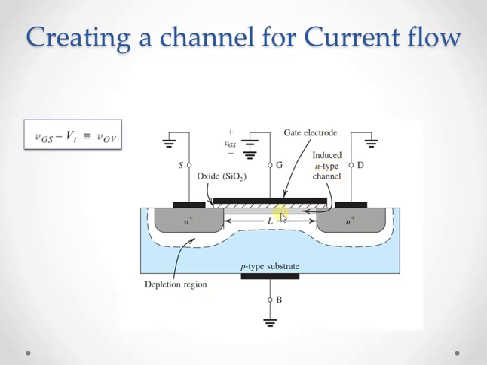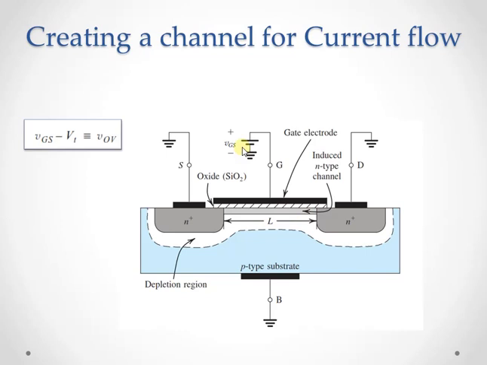The induced N region thus forms a channel for the current flow from the drain to the source, and this is called an N-channel MOSFET or an NMOS transistor. The N-channel is formed in the P-type substrate. The channel is created by inverting the substrate surface from P-type to N-type. Hence, the induced channel is also called the inversion layer.